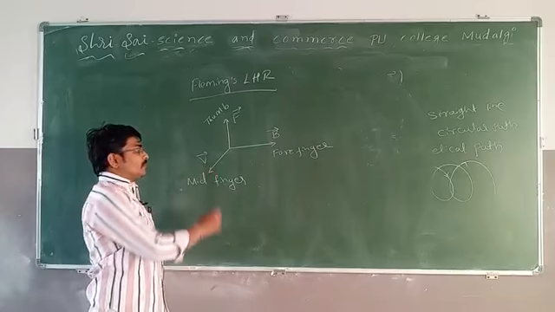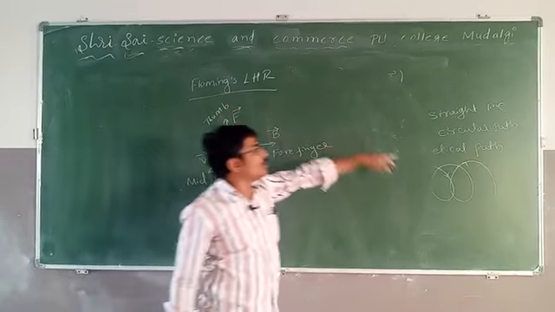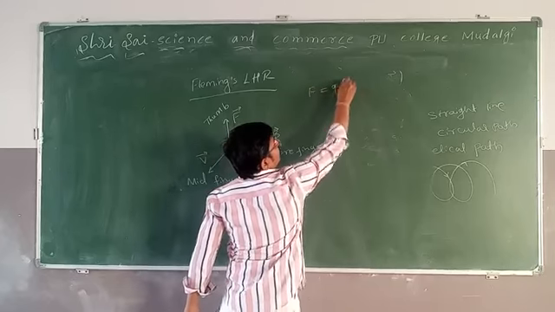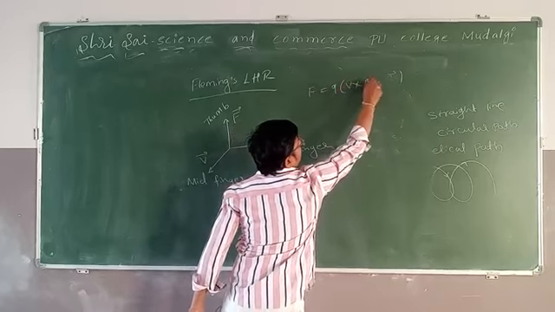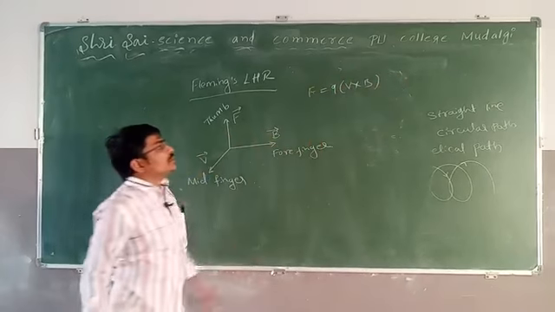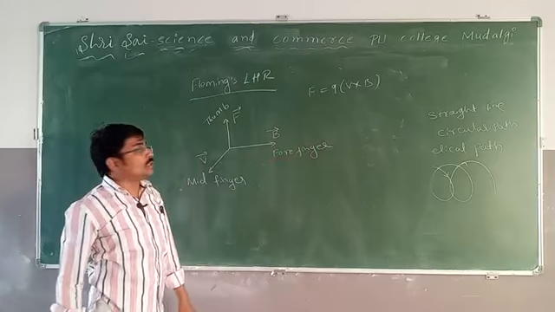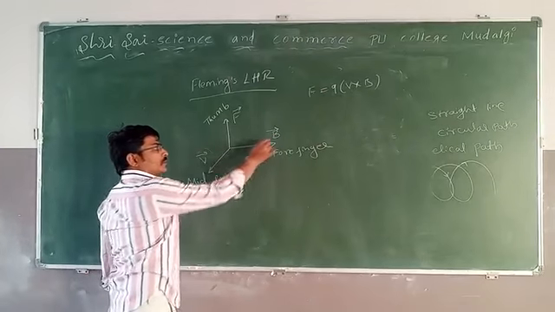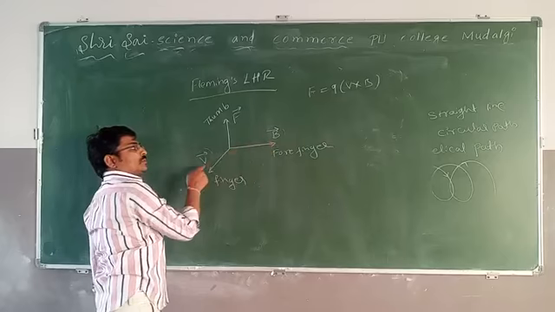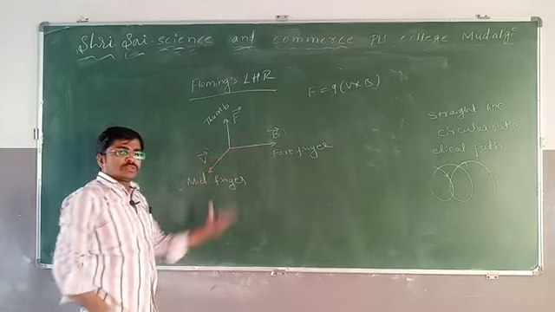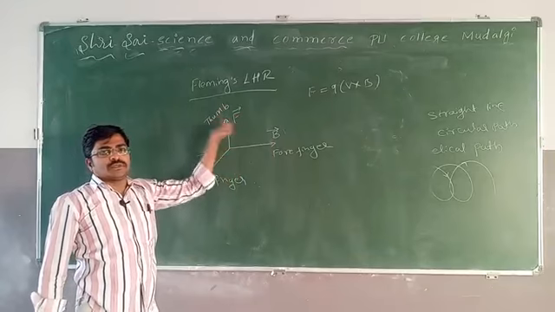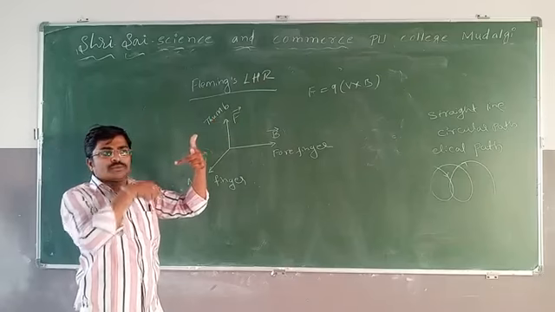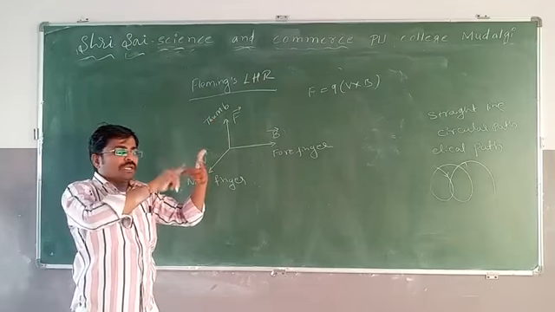Remember, this magnetic force, whatever I wrote here, the formula is F equal to QV cross B. This is the magnetic force. This force is always perpendicular to the plane containing V and B. Where is B? Here. To both these V and B, for these two, the force is perpendicular. Remember, the force is always perpendicular to the plane containing V and B.